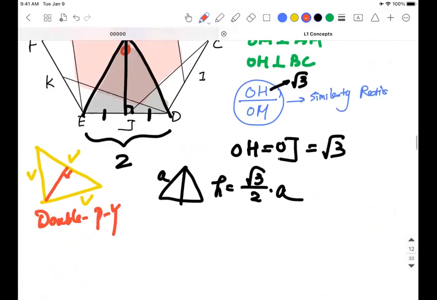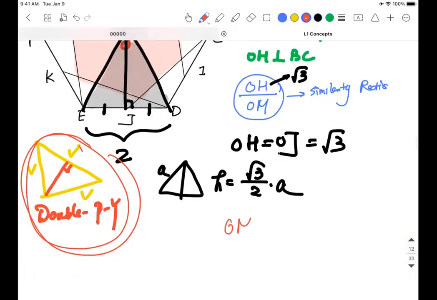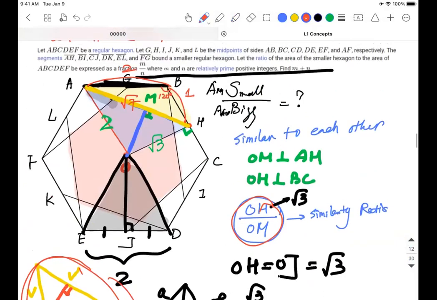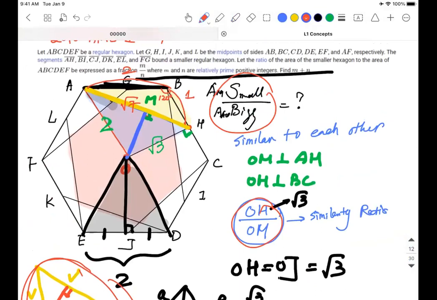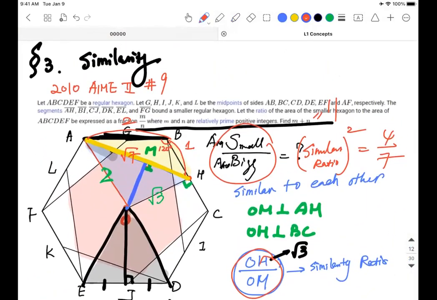As long as you get AH, using the double Pythagorean theorem, you'll be able to get OM. I'm going to tell you the value for OM. OM is a nasty number, √(12/7). As long as you know OM over AH, that's going to be your similarity ratio. And the area ratio will be the similarity ratio squared. In our case, 4/7. So m plus n is going to be equal to 11. You see? Very understandable.